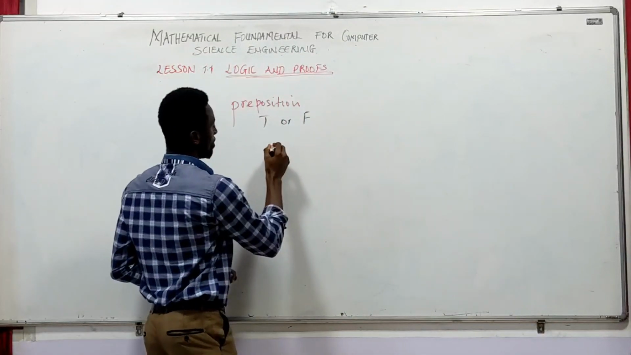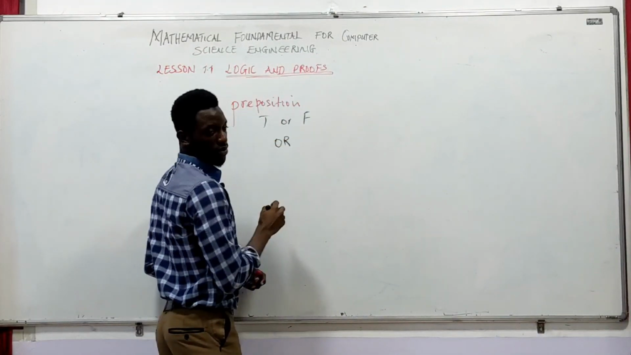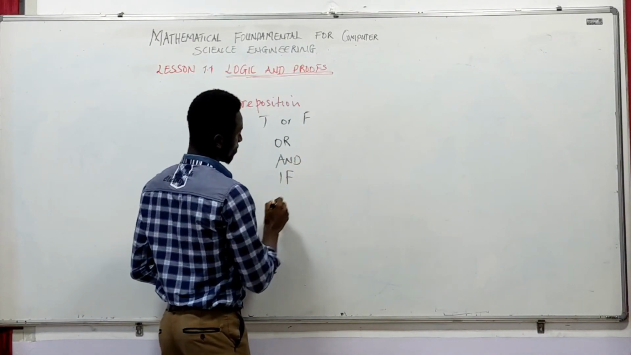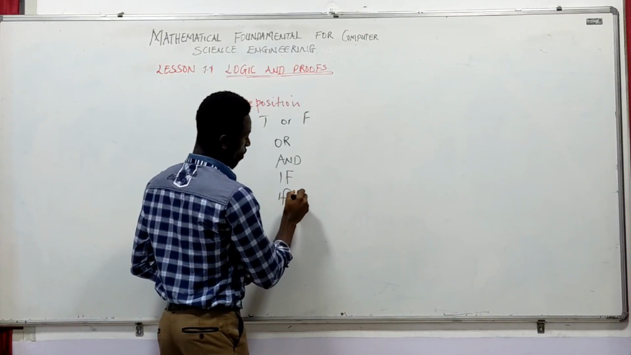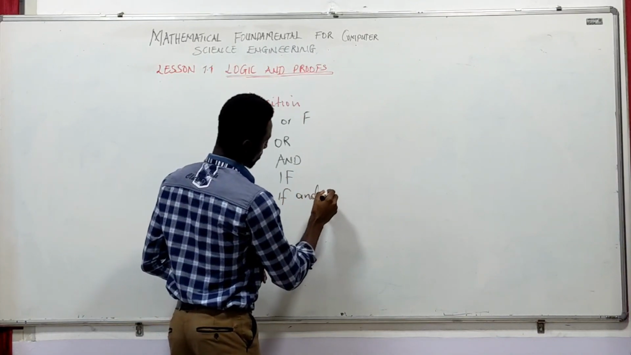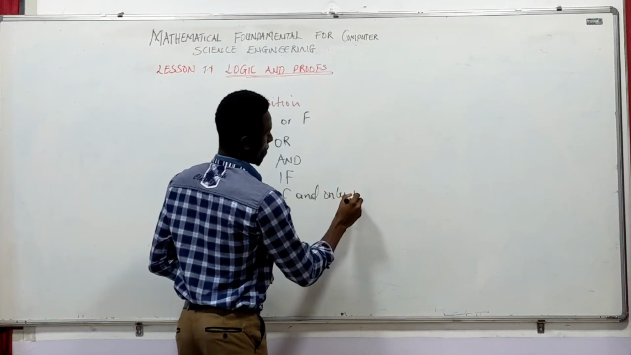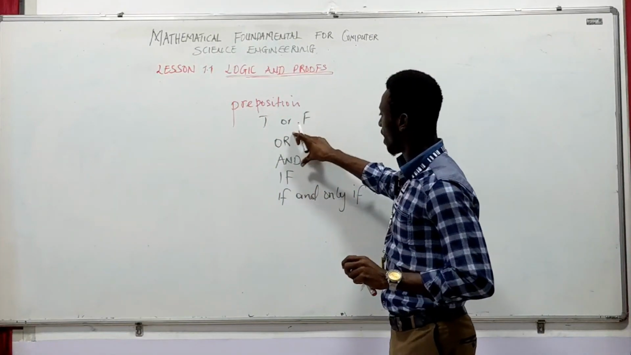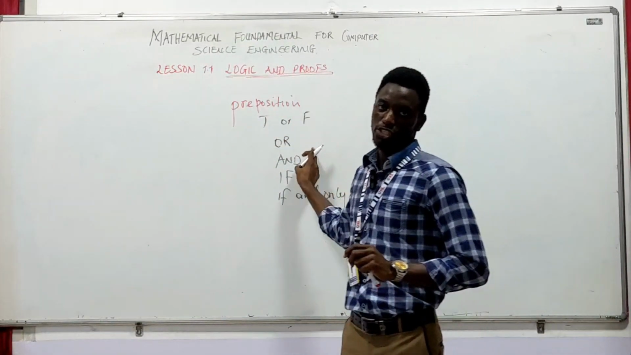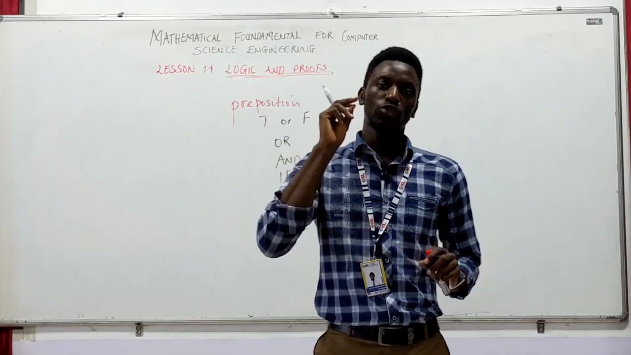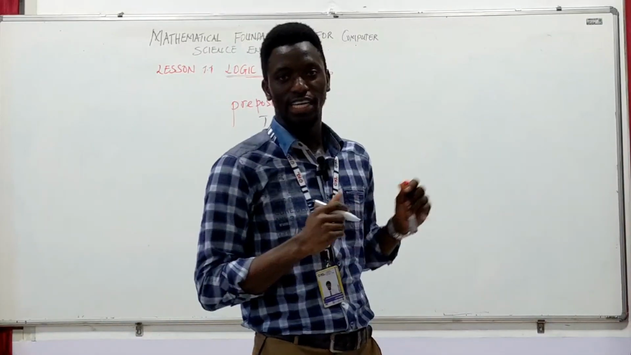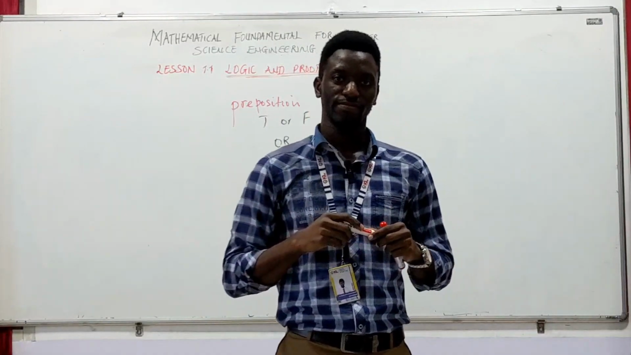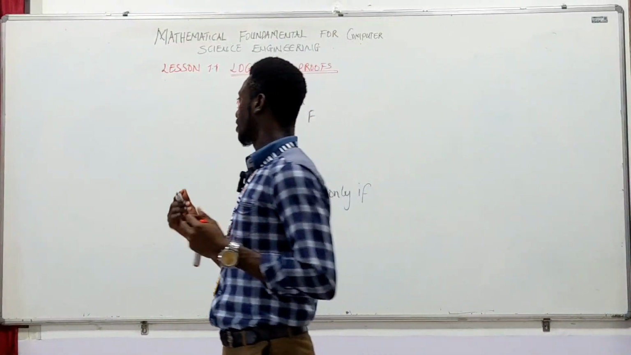So first we have the or, we have the and, we have the if and only if, but for today's video, for this lesson, we are only going to consider the or and the and propositions. We are going to see the truth table of these two, then we'll see how we can relate this to real life. So now, let's give an example here.